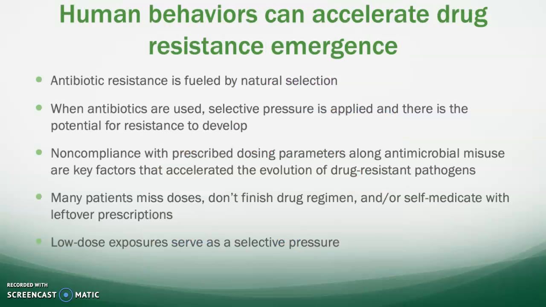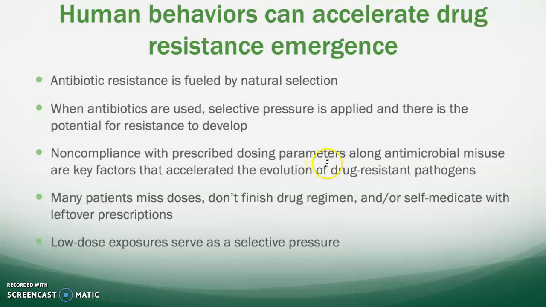So why do we see such a high amount of resistance right now? And probably it's something, if you work in healthcare, you've heard about. Antibiotic resistance is not caused by the use of antibiotics, but we do select for those ones that are resistant. And so when we have antibiotics used, there's selective pressure that selects for those bacteria that can survive antibiotics. One of the ways that we see this is non-compliance with prescribed drug or dosing parameters.